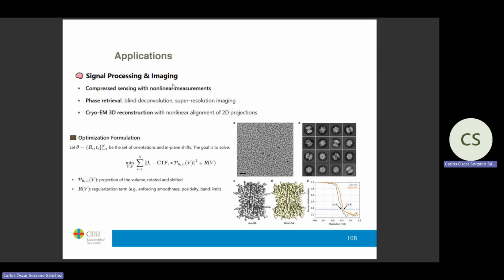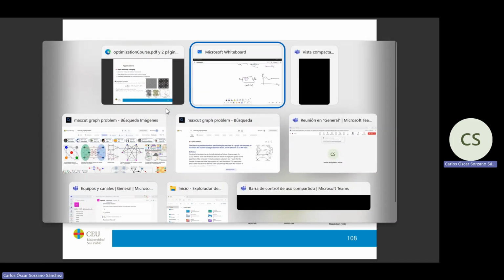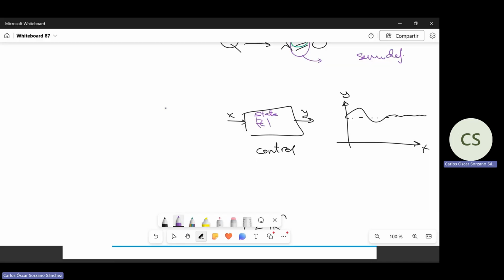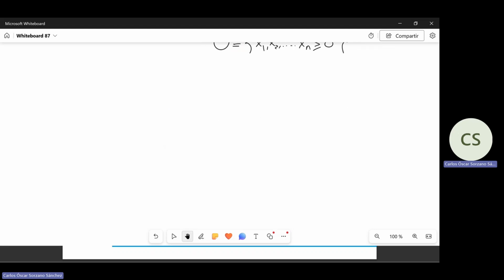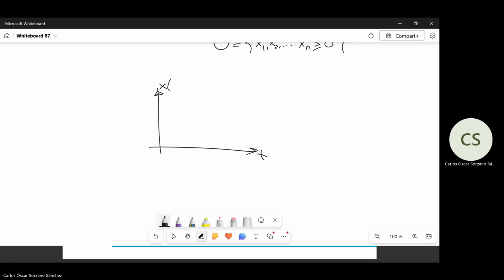Signal processing and image processing are full of non-linear optimization. And here we have compressed sensing. Compressed sensing, we already explained what it was. So you have a signal, let's say, which is time, and you have the signal.